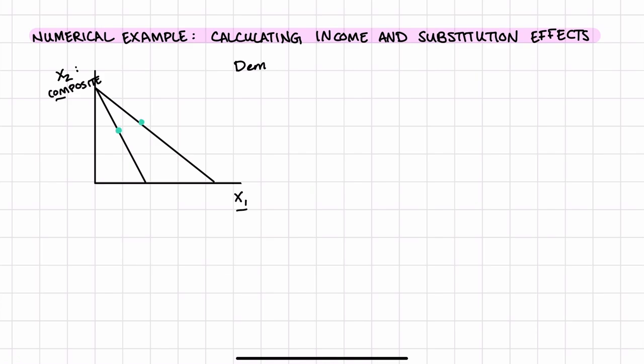So let's take a demand function. Let's say the demand for good 1 is represented by x1 equals 10 plus our income m divided by 10 times p1. And let's suppose that we have the income m of $120, and that the price of good 1 starts out at $3. So what's our demand for good 1 at this original budget constraint?